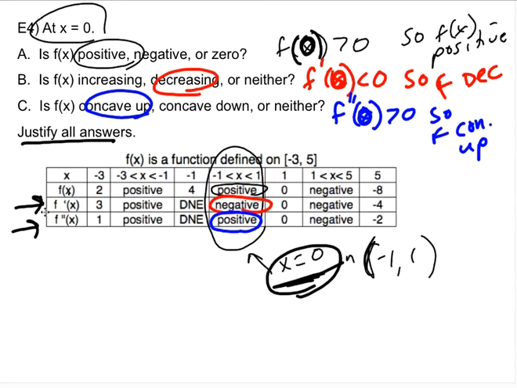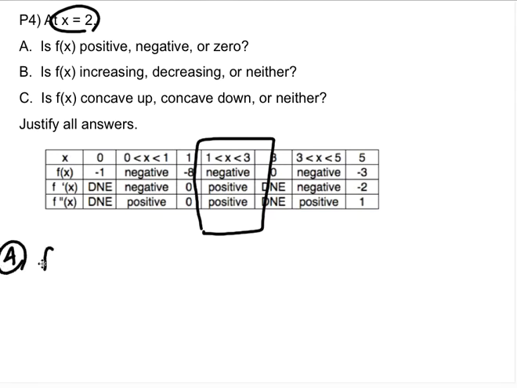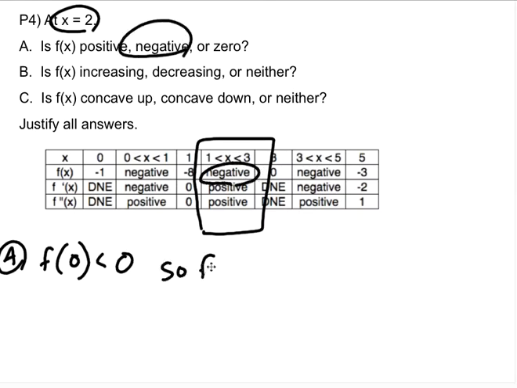All right, moving on. So remember, again, be careful with your notation. Don't make the mistake I made last time. So we are looking at x equals 2. Notice that x equals 2 falls in this window, right? So that's what you're going to use. So answer A, f of 2 is less than 0 because it says it's negative, right? So f is negative, right? That's it, right?